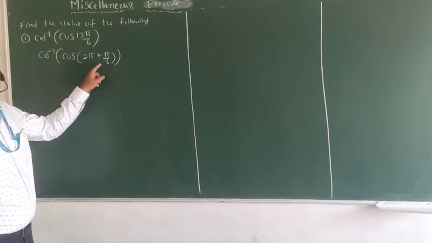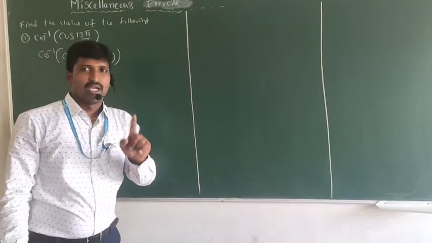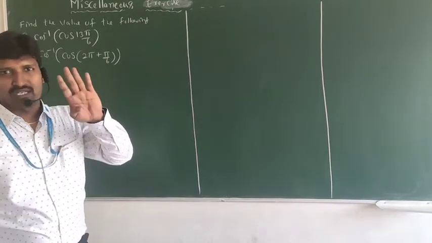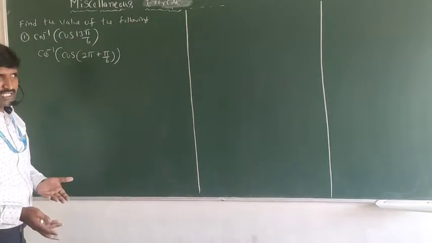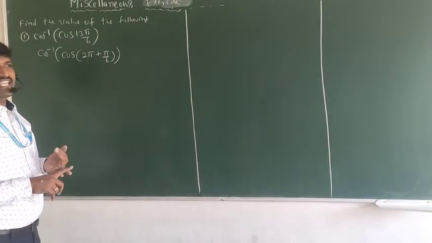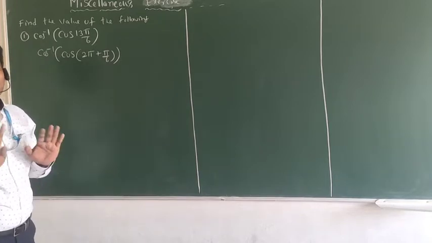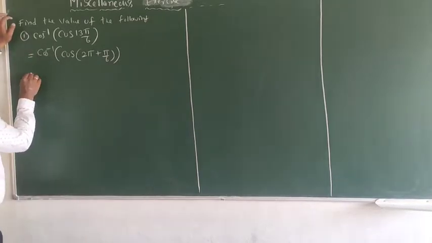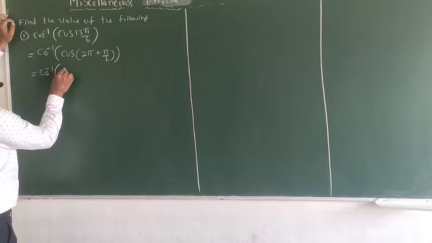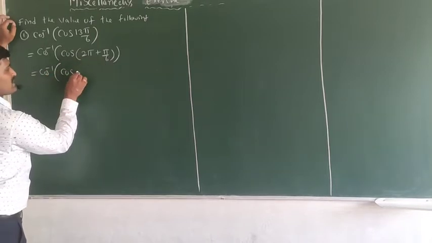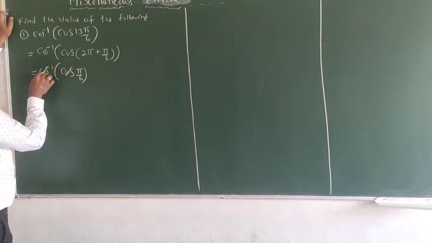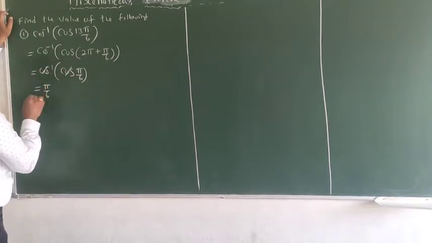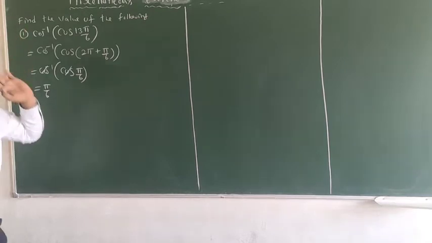2 pi plus theta, which quadrant? Clearly first quadrant. 2 pi minus theta is fourth quadrant. 2 pi plus theta is in the first quadrant. In the first quadrant all are positive. For 180 and 360, the function does not change. That's why here cos inverse of cos of 2 pi plus pi by 6, we will get again cos pi by 6 only. Now cos inverse cancels. What's the value? Pi by 6, it is in the range.